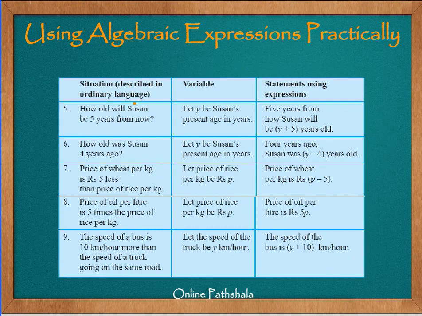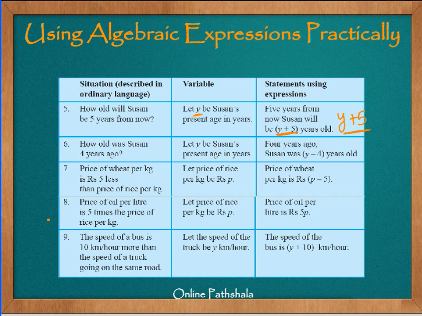There are a few more examples here and I will go through them pretty quickly. So the example here is how old will Susan be 5 years from now? Well, I don't know Susan's age right now. So I will say let y be the present age of Susan in years. And the expression will be: 5 years from now, Susan will be y plus 5 years old.